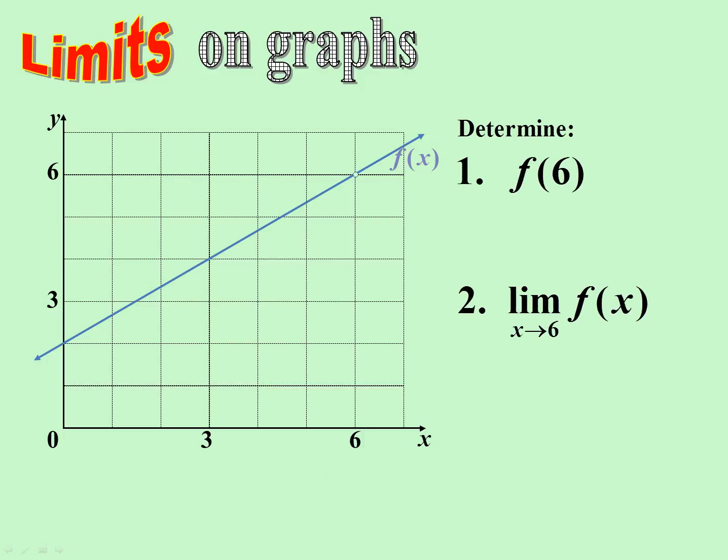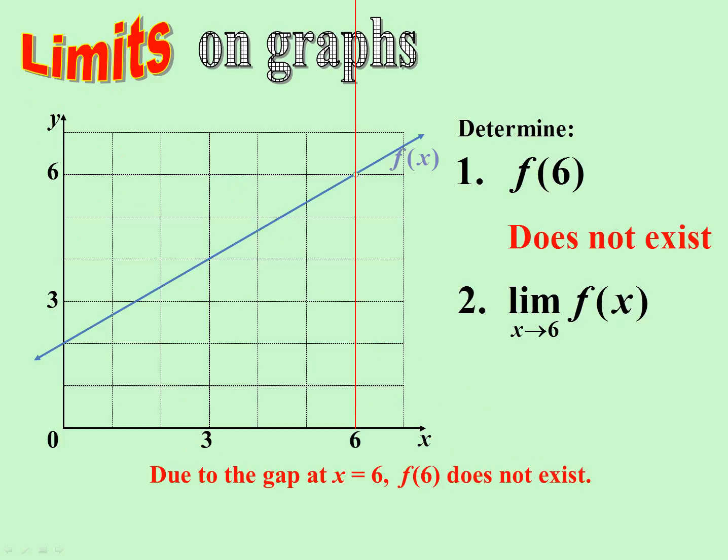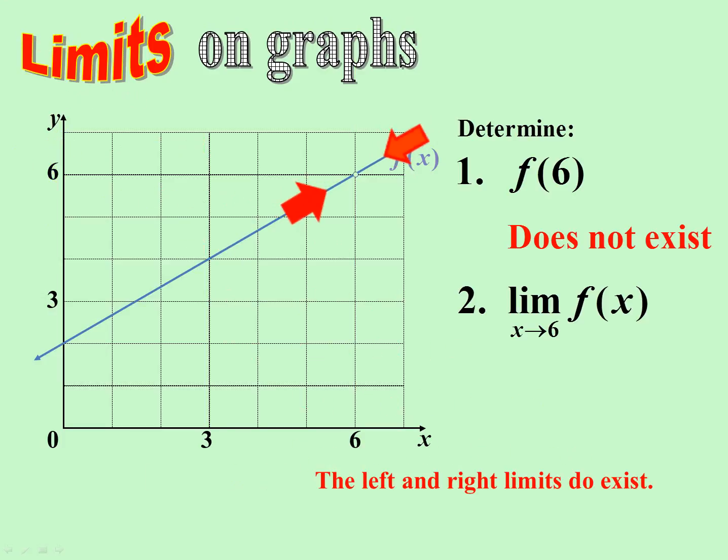Right, f of 6. Oh dear, look, we went through the hole. f of 6 does not exist. The limit of f of x as x tends to 6, so x is going along towards 6 from either side. The point is going towards there, and the y value is going towards there. So let's have a look. There we are, you see. So there's the limit, 6.